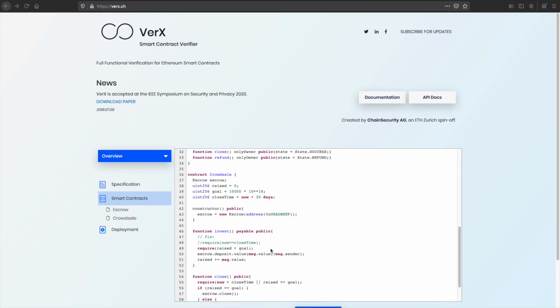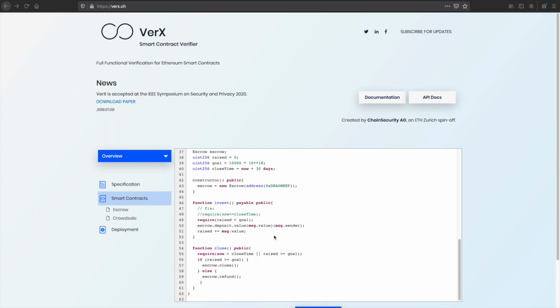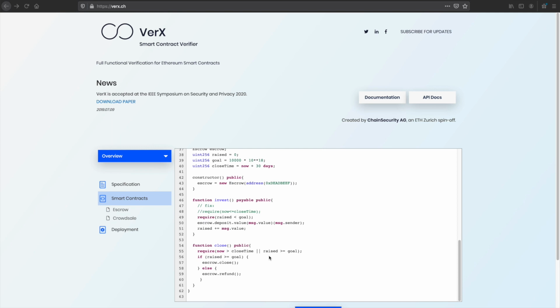It has two functions. The first function is the invest function that forwards money to the escrow contract. The second is the close function that, depending on the closing time and the amount of raised funds, can switch the escrow contract to one of the other two states, success or refund. Let's look at the specification of this application.